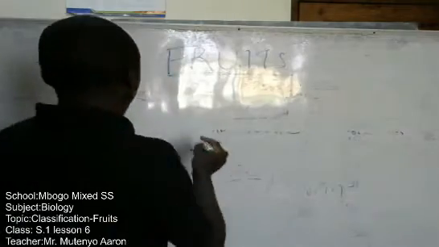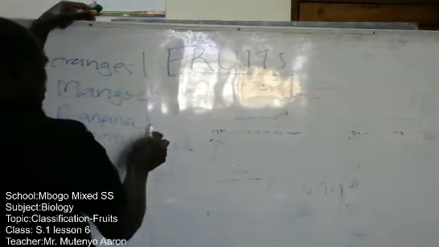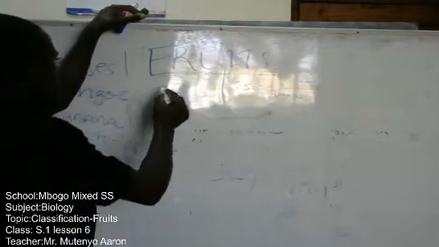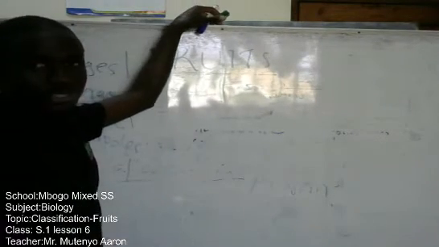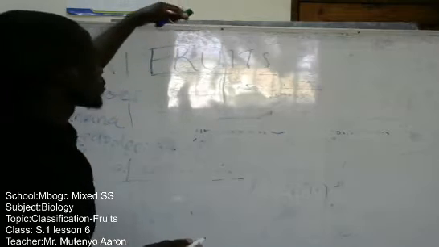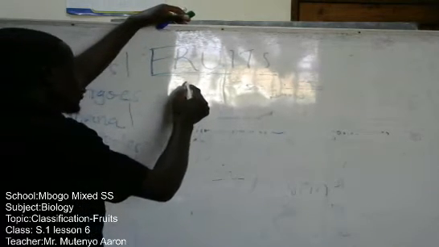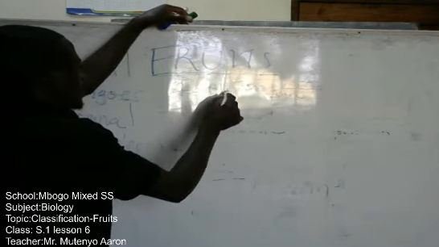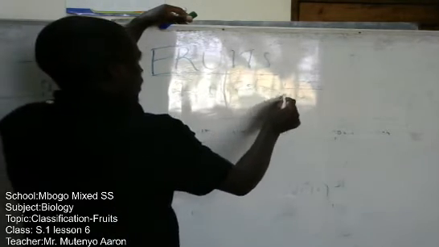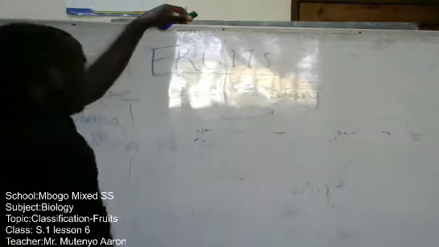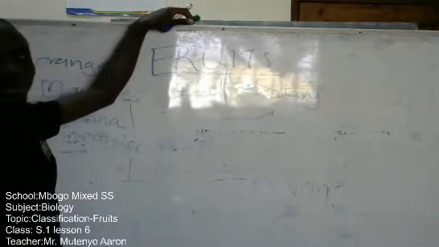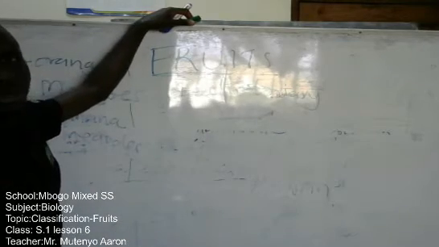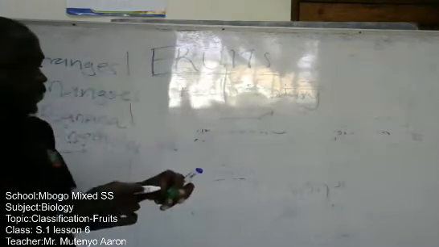Now, a fruit, I have not come with very many examples here of fruits, but we are going to use the ones which we commonly have in nature for us to study. A fruit is a fertilized ovary. As you get it in your notes there, a fruit is a fertilized ovary.